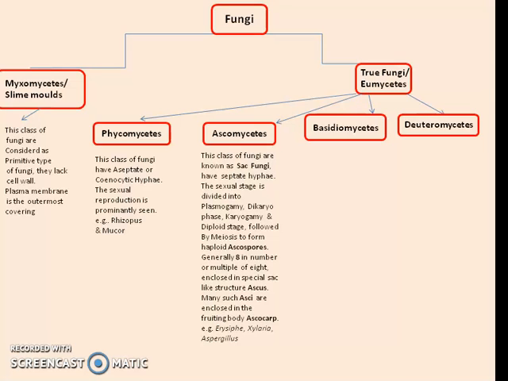Ascomycetes generally have three types of fruiting bodies. The fruiting body is called ascocarp, and the three types are cleistothecium, perithecium and apothecium. Examples are taken from the fungi we have studied up till now: Erysiphe, Xylaria, Aspergillus, etc.